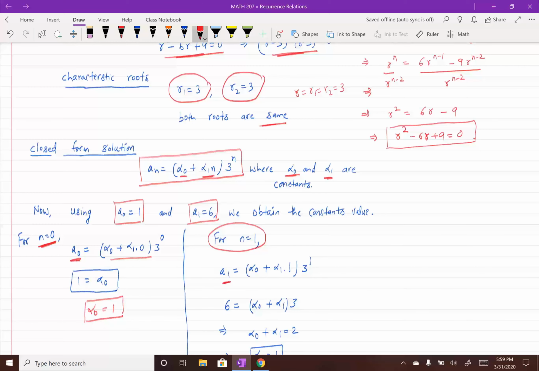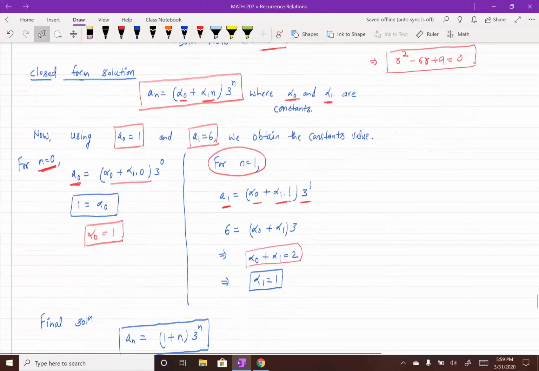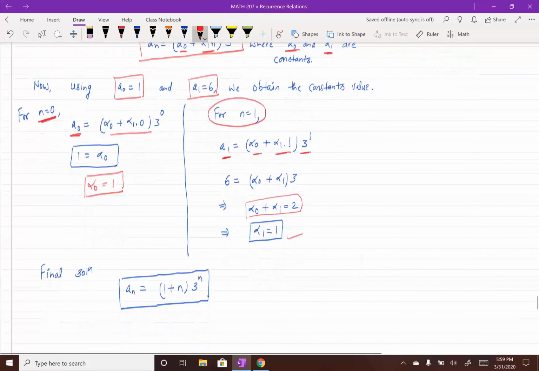While for the case of n equal to 1, if you put in your closed form solution, this side will be your a of 1, this side will be your alpha 0 plus alpha 1 times 1 times 3 to the power 1, and if you simplify, 6 is going to be equal to alpha 0 plus alpha 1 times 3, and on simplification you will get the equation alpha 0 plus alpha 1 is equal to 2. Since alpha 0 is already 1, alpha 1 from this equation comes out to be equal to 1.